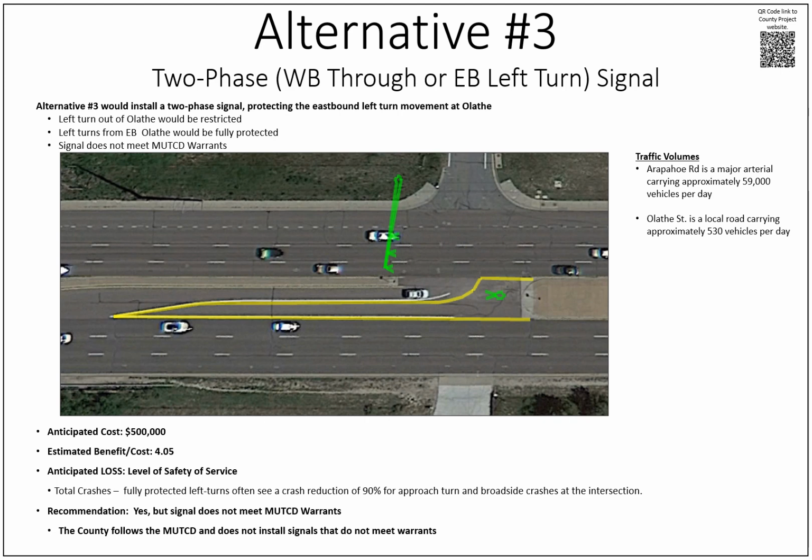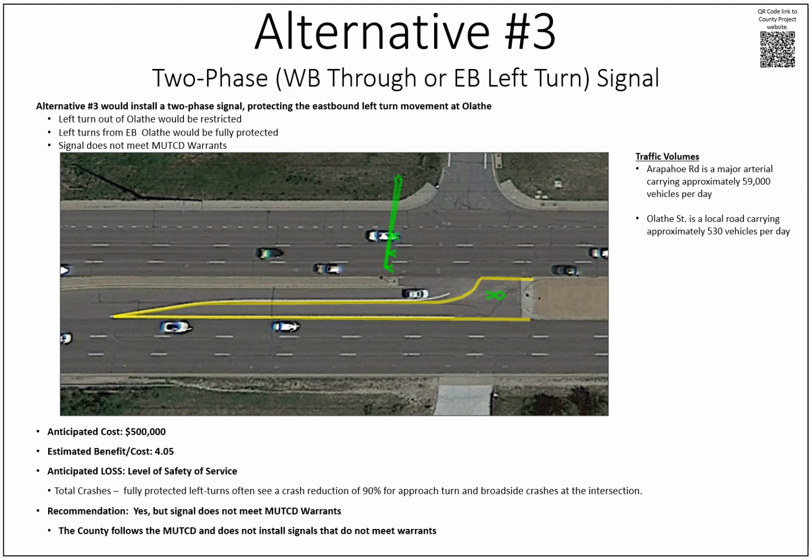Alternative 3 would provide a two-phase westbound through and eastbound left turn signal at Arapahoe and Olathe. The eastbound left turn movement would be protected. The eastbound through movement on Arapahoe Road would not be signalized. While this alternative would provide an estimated 90% crash reduction, the MUTCD signal warrants are not met at this time.